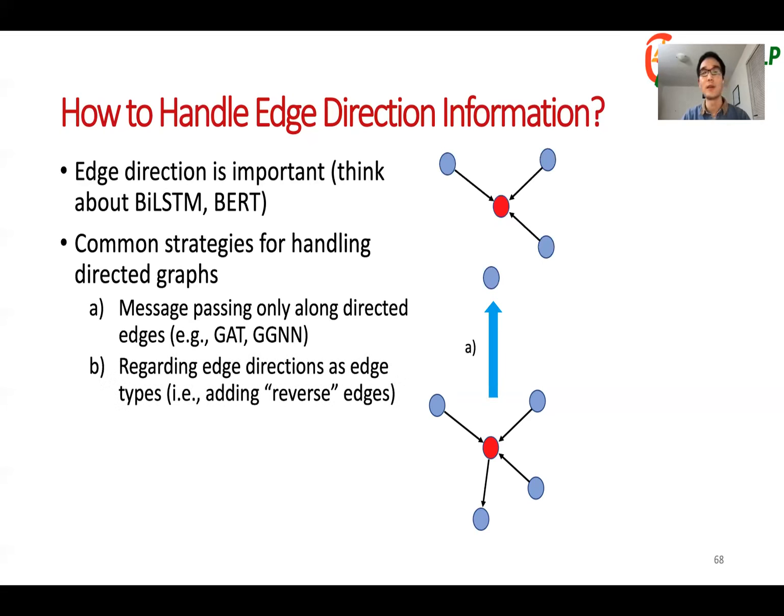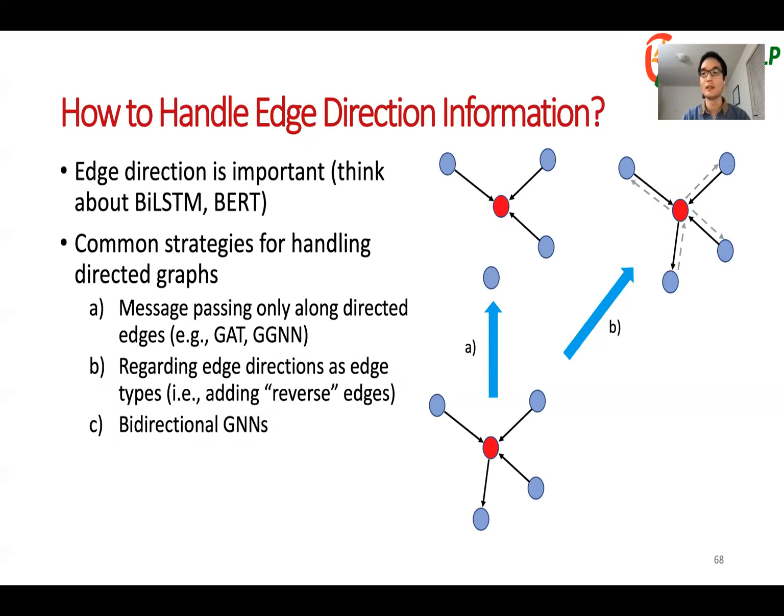The second strategy is to regard edge directions as edge types. And the third strategy is to apply bidirectional GNNs. We will introduce the latter two strategies next.